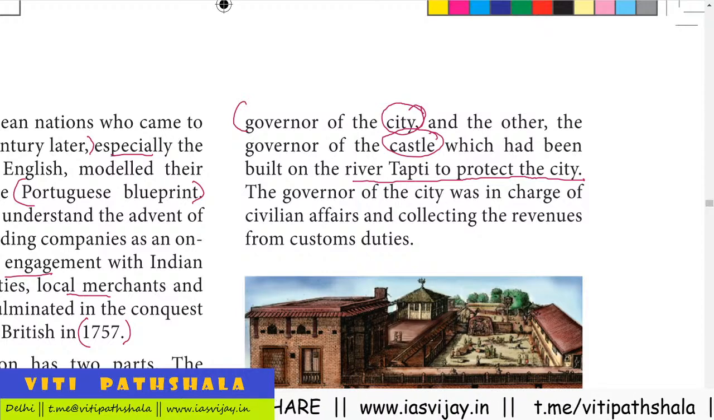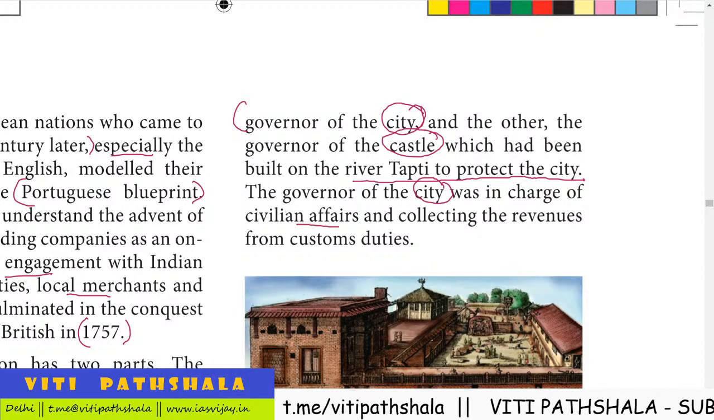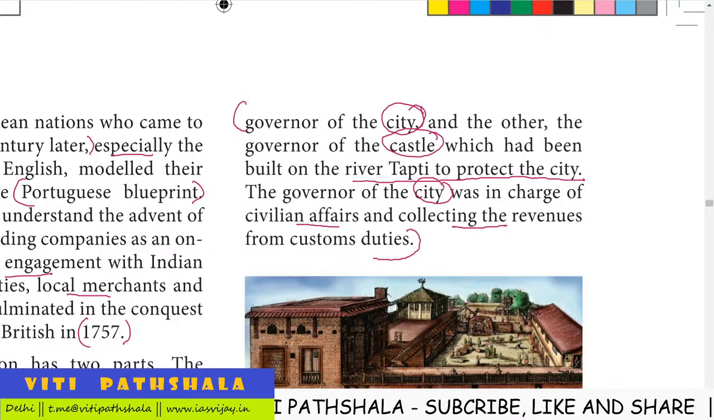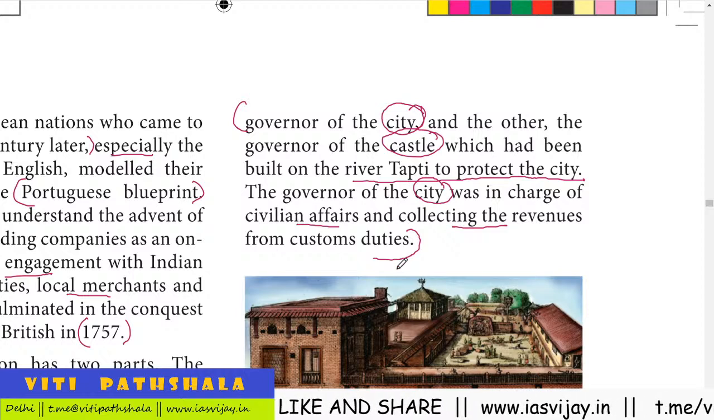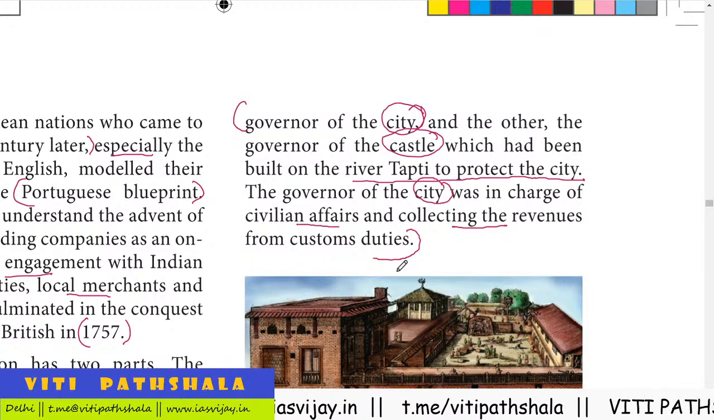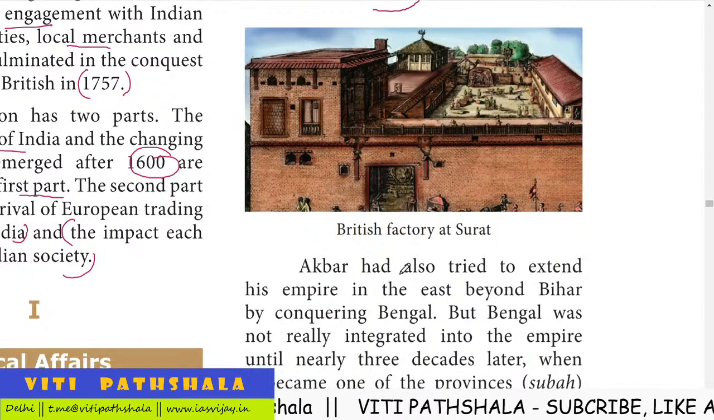The governor of the city was in charge of the civilian affairs and collecting the revenues from the customs duties. So this was the first person who was in charge of the civilian affairs and collecting the revenues from the customs duties.